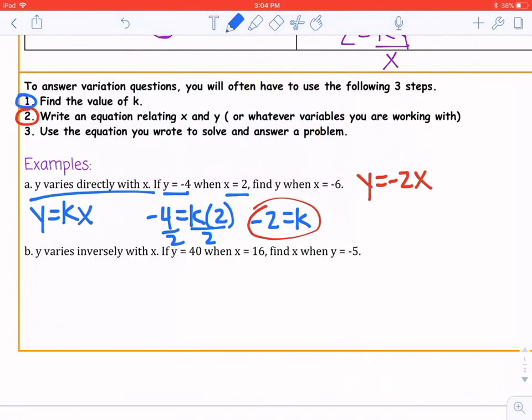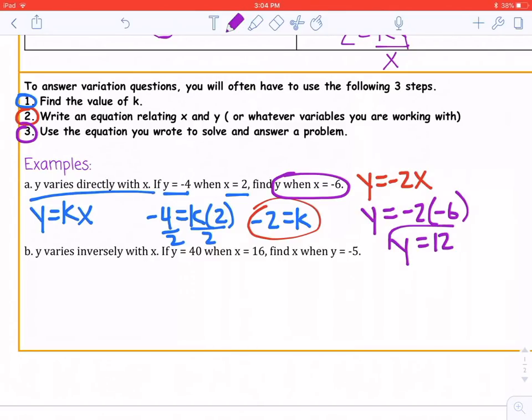So the first thing we did, we put in blue. The second thing was in red. And the third thing we'll put in purple. Use the equation you wrote to solve and answer a problem. So now we're going to find y when x equals negative 6. So x equals negative 6, we just have to plug that in. So therefore, we find y just equals 12. So we used what was given to find the value of k, which is our constant of variation. We then wrote our equation, and then we used that to solve that last part of the problem.